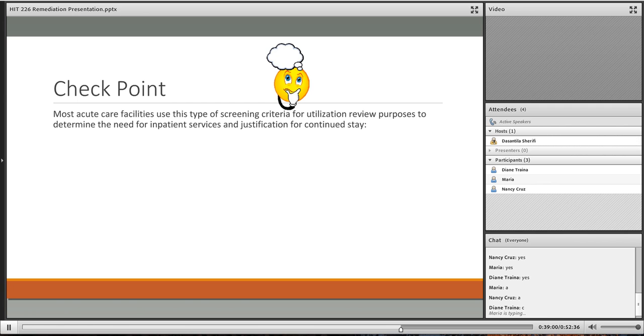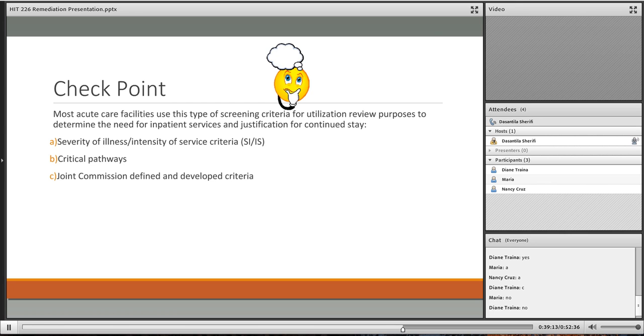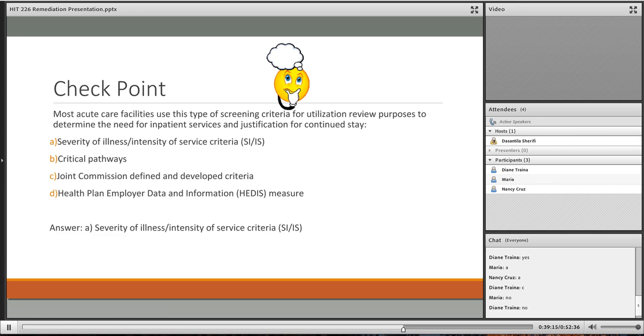Okay. I will ask the question then. Most acute care facilities use this type of screening criteria for utilization review purposes to determine the need for inpatient services and justification for continued stay. Oops, I clicked this too soon. All right, so I hope you understand the rationale. So the answer is severity of illness, intensity of service criteria.